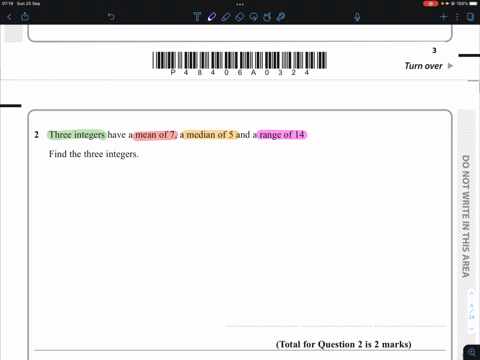You've effectively got to look at which of these is the easiest to figure out straight away. The fact that there are three integers and the fact that the median is involved means that our middle value has to be a 5. There's no choice in the matter. 5 must be our middle value because it's the median. So generally speaking, the median is a good one to start with.